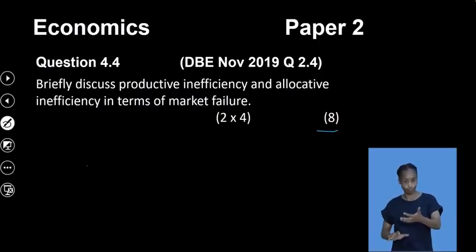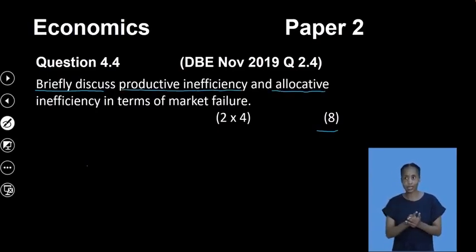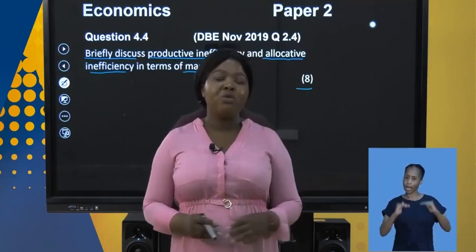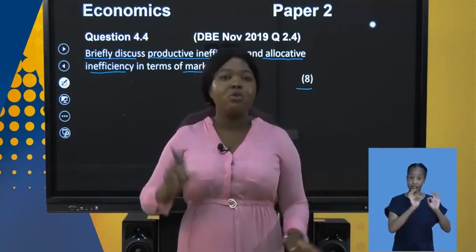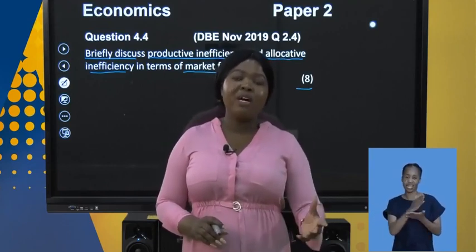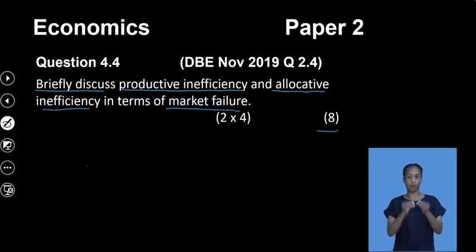It says, briefly discuss productive inefficiency and allocative inefficiency in terms of market failure. So you are asked here to discuss productive inefficiency and also allocative inefficiency in terms of market failure. For this type of question, boys and girls, you need to make sure that you give a balanced response. Make sure you tackle productive inefficiency and also allocative inefficiency. If you just tackle one, you are only going to get part marks. You are not going to get full marks. So make sure you attempt both productive and allocative.